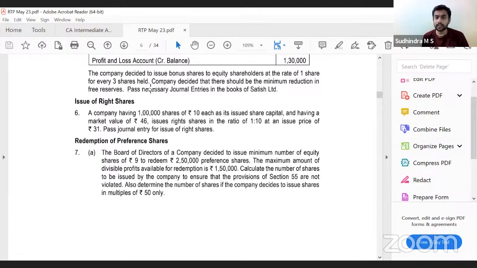We'll come to the last part later. First, calculate the number of shares to be issued. Go with those 4 scenarios and compute.